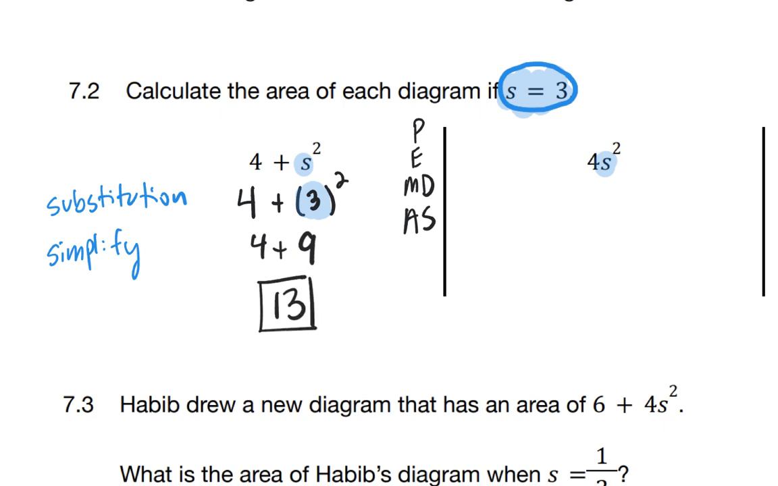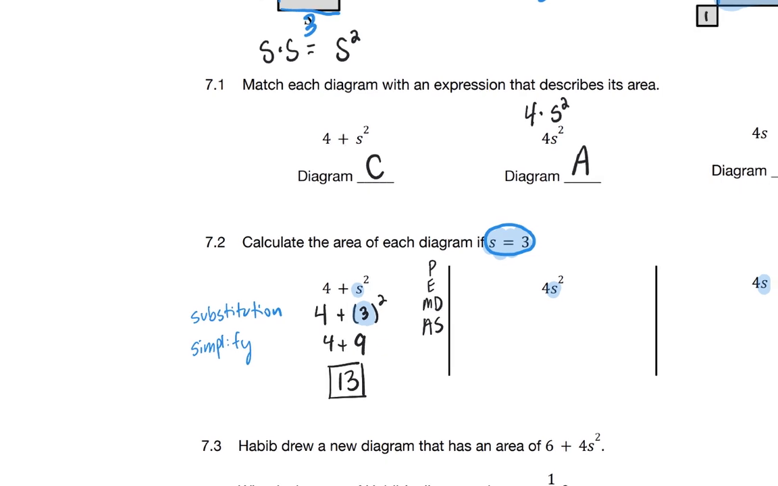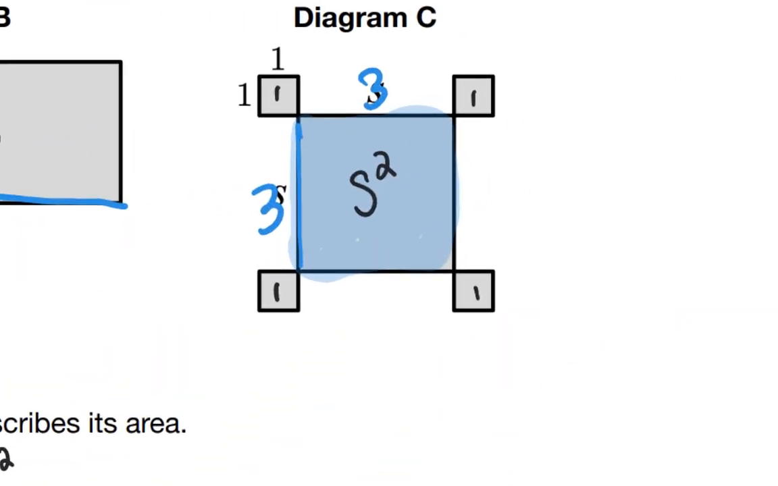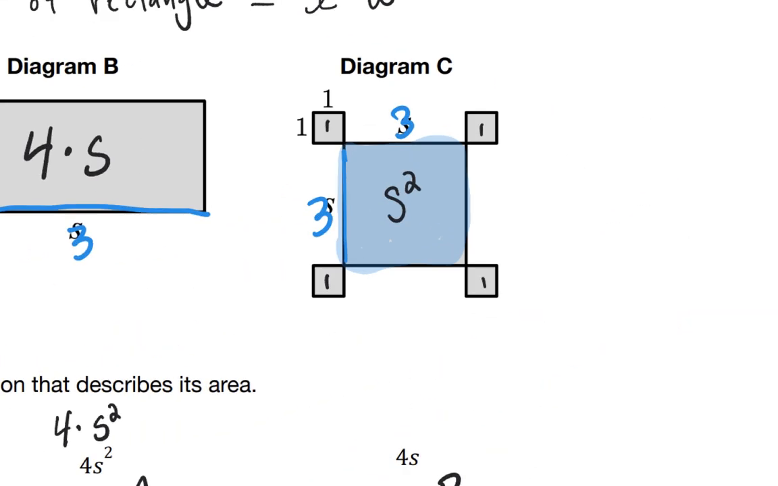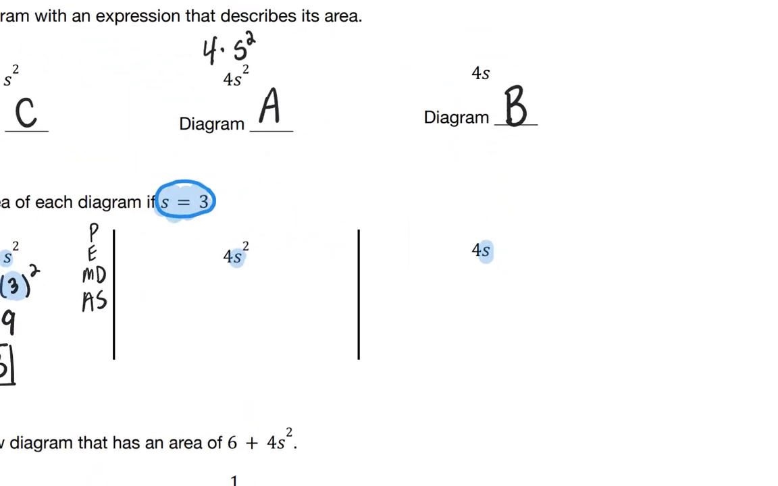So when S is 3, the area of this shape here would be 13 squares. Right? Because we got 3 times 3. Right? So 9 squares here. So 9 plus 1, 2, 3, 4. 9 plus 4 is 13. Okay, area is 13. What about this shape?